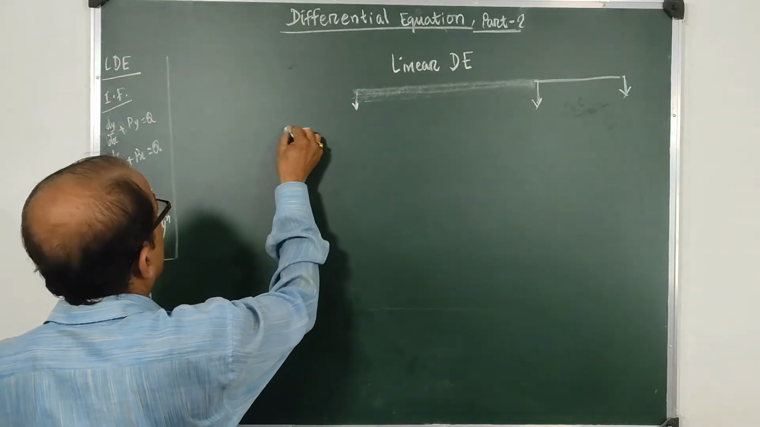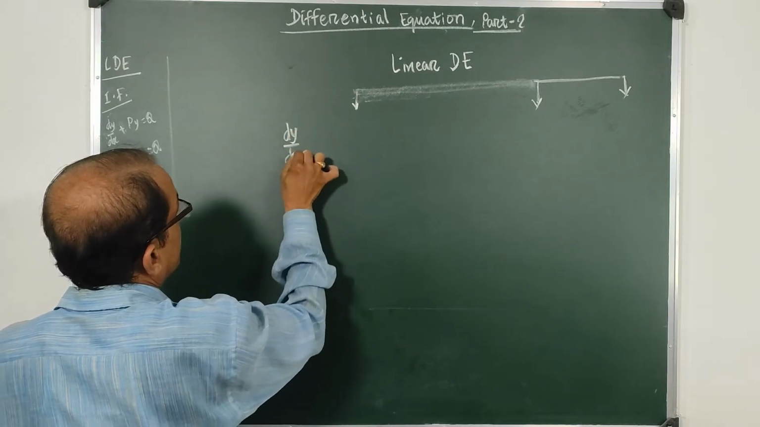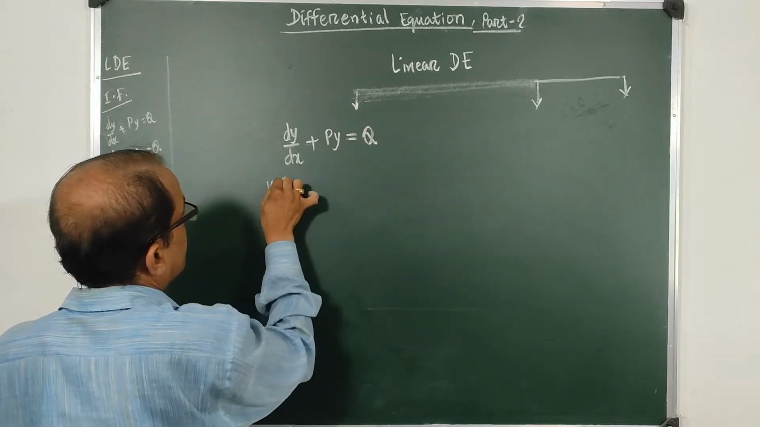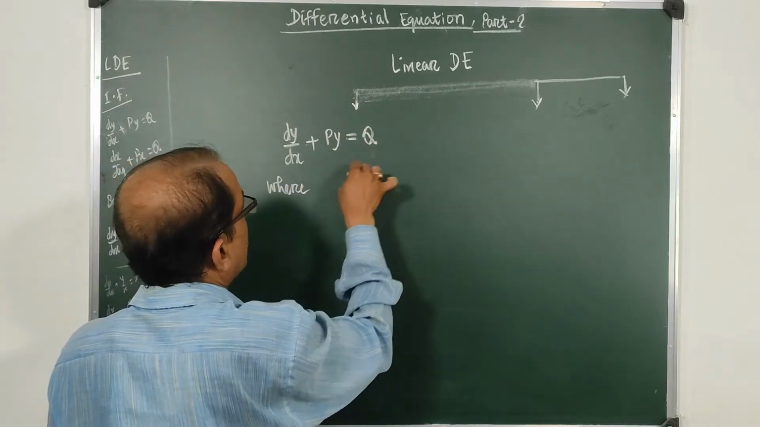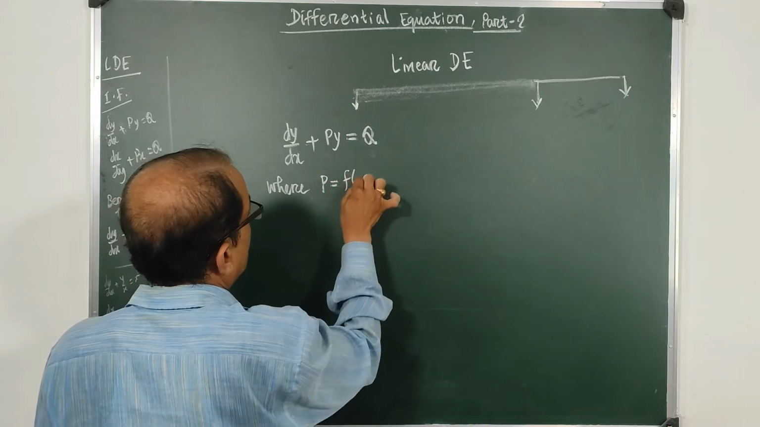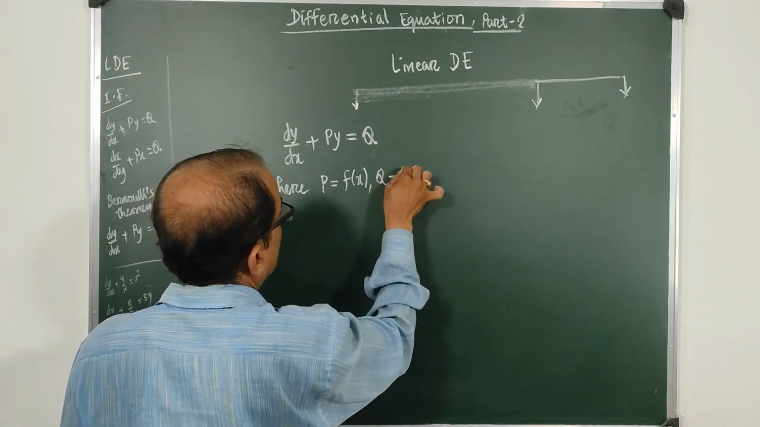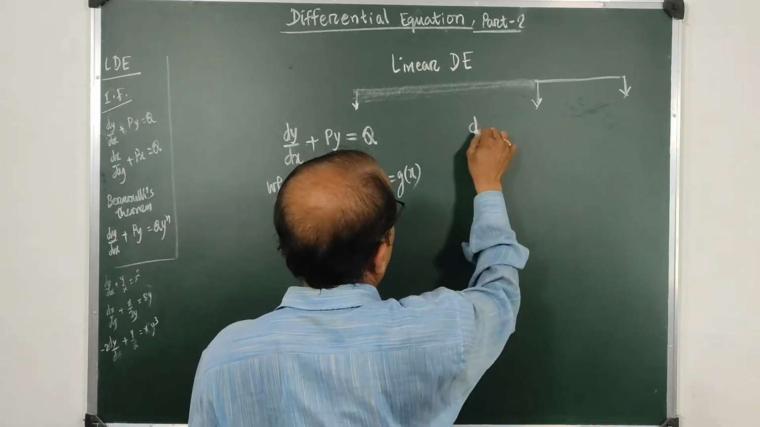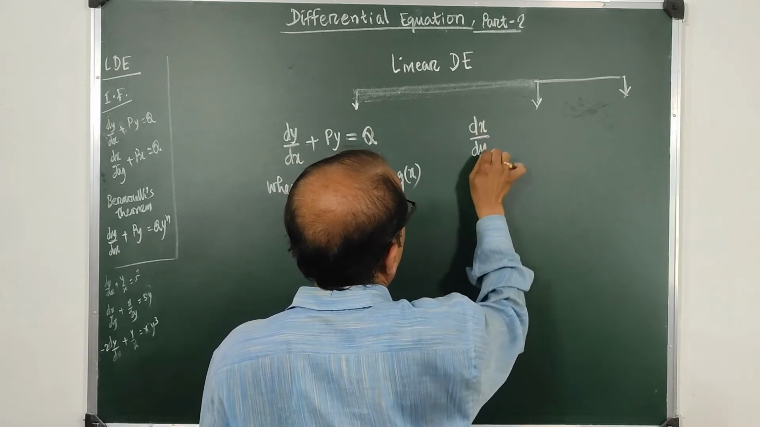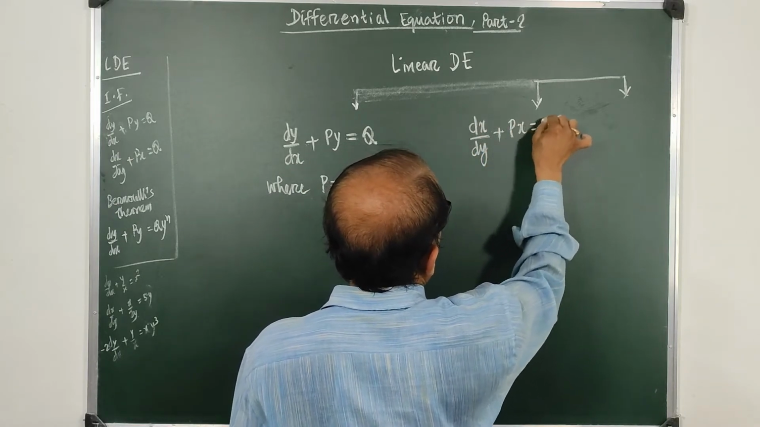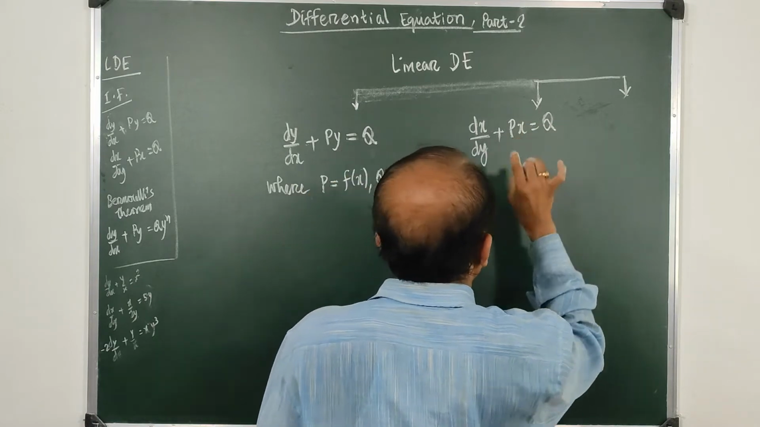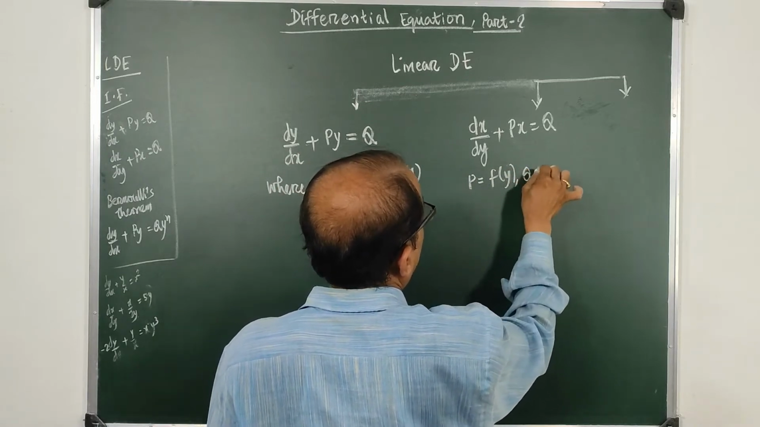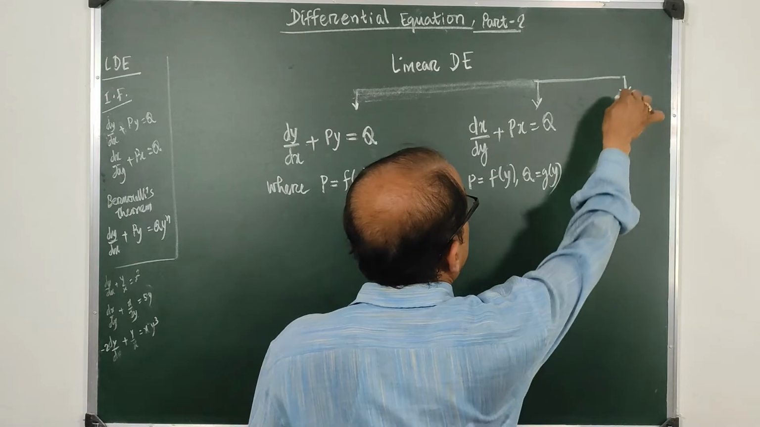The first one appears like this: dy by dx plus py is equal to q, where p and q are two functions. P is a function of x, say f of x, q is another function of x, g of x. The second one appears in the reverse form like dx by dy plus px is equal to q, where p and q are two functions of y. P say is f of y, while q will be g of y.